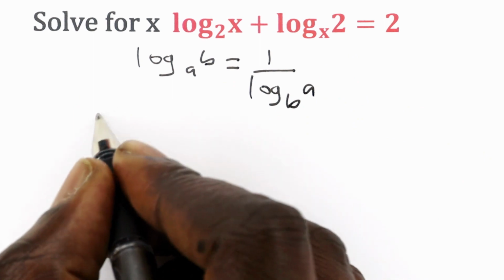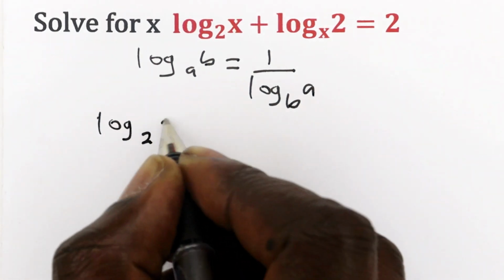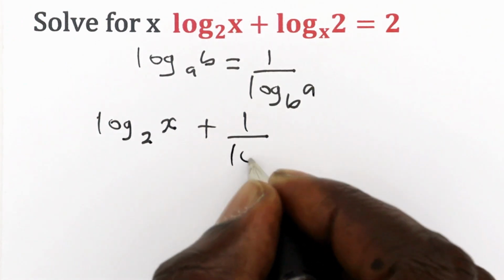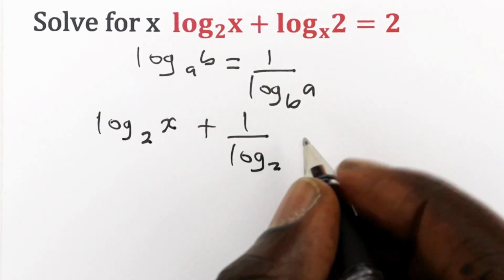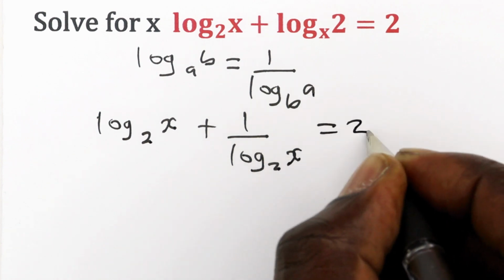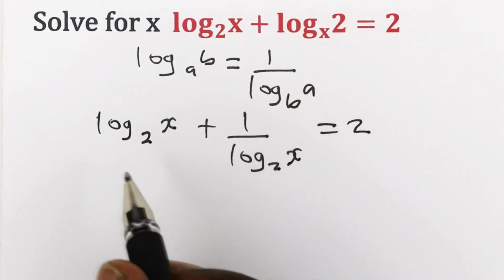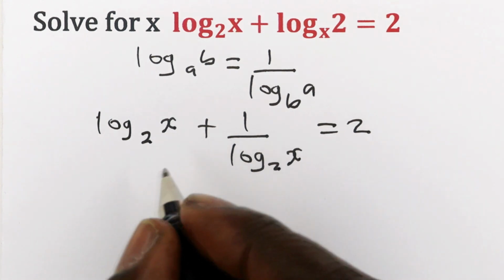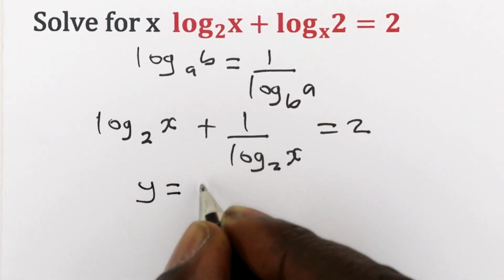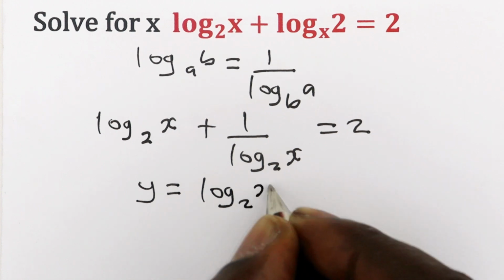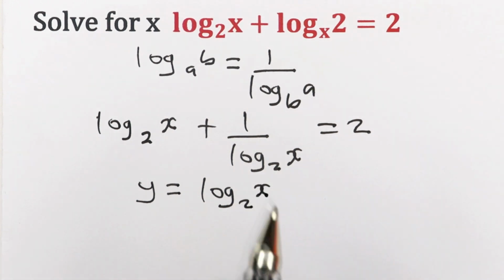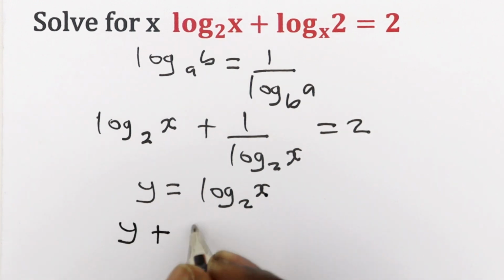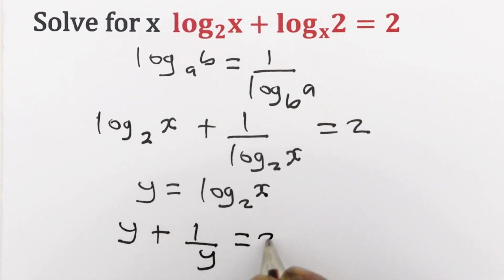So we can rewrite this as log to base 2 of x plus 1 over log to base 2 of x, and that's equal to 2. Now you just let this common value be y. So let y be equal to log to base 2 of x. Now we substitute y wherever this appears. So we have y plus 1 over y is equal to 2.